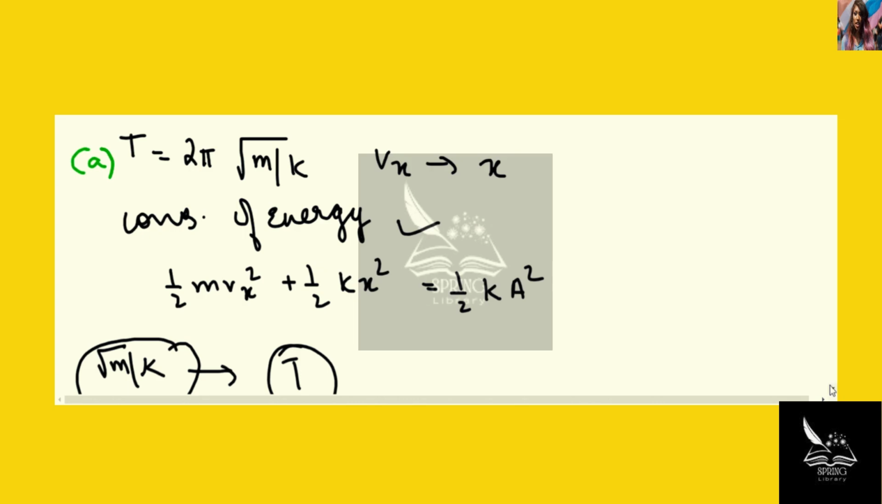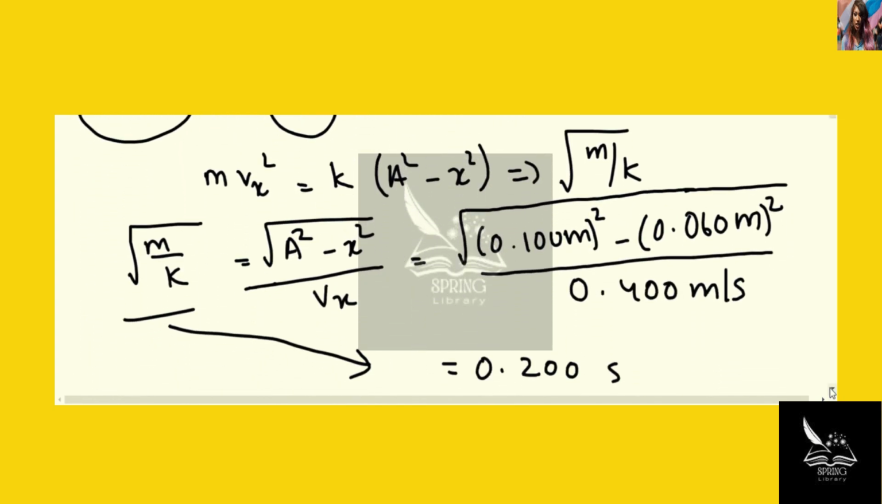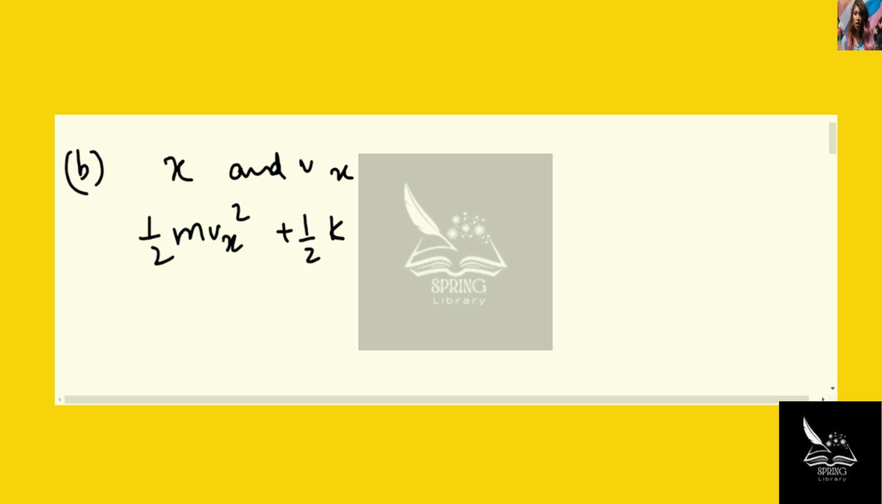Now let's move on to the B part. Understood? √(m/k) we have found, then we have found the value for T. In the B part, we are asked to relate x and vx, so we have to use the conservation of energy equation: ½mvx² + ½kx² = ½kA².